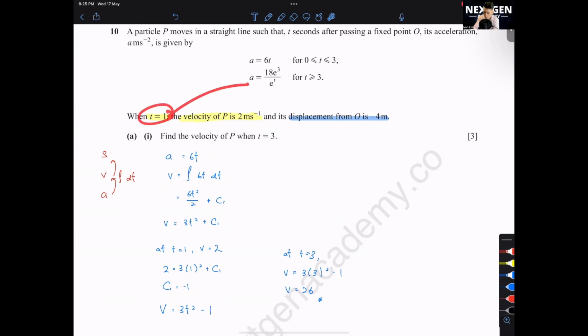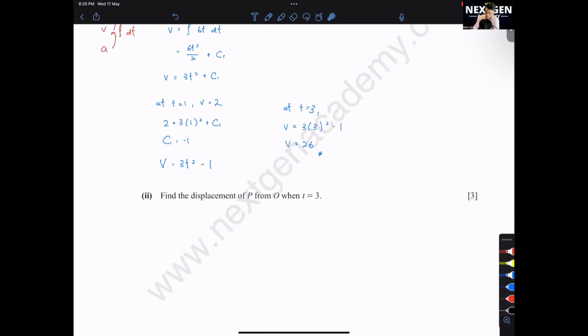Can you apply t equals to 1, v equals to 2 into this equation here, the A? If I integrate this A, the second one, I cannot, right? Because this one only applies for t more than or equals to 3. Okay, you're getting confused with this one. There's two parts to it. So the first part is that we need to find the equation first, right? Of v and then in this case S. Okay, got it?